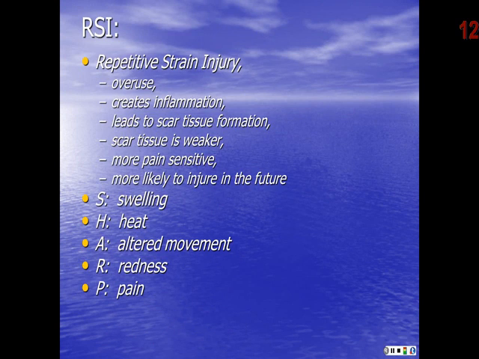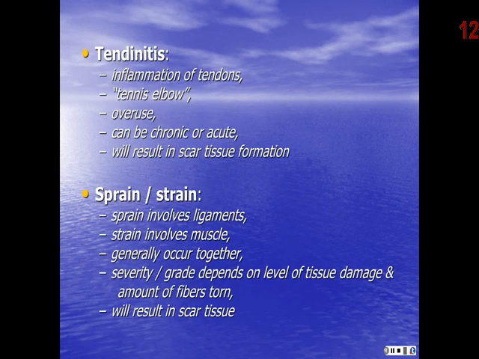Some common examples of repetitive strain injuries occur at the wrist and the fingers from things like pulling triggers or carpal tunnel syndrome from repeatedly using a keyboard. Tendinitis involves inflammation of the tendons and is also due to overuse. An example is tennis elbow. These injuries can be acute or chronic and will also result in scar tissue. Generally, acute injuries will heal with a better outcome over the long term than a chronic injury will.